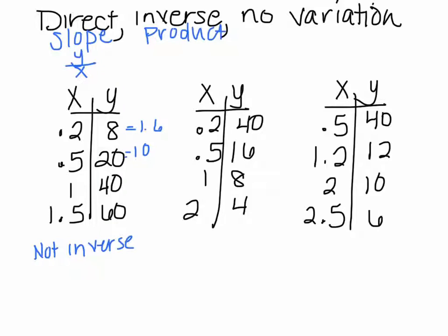Well, let's test direct. So the direct, I'm going to say 8 divided by 0.2, and 8 divided by 0.2 is 40. And then I'll take 20 divided by 0.5, which is 40. I'll take 40 divided by 1, which is 40. And I'll take 60 divided by 1.5, which is 40. Therefore, all of the slopes are consistent, so this is a direct variation.